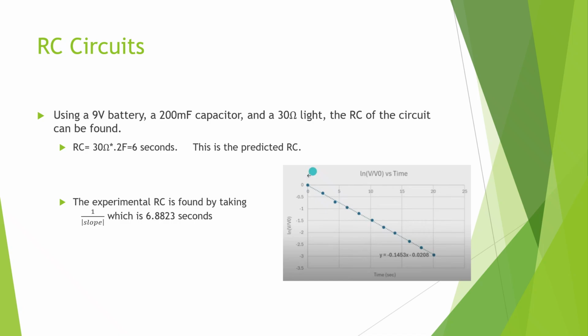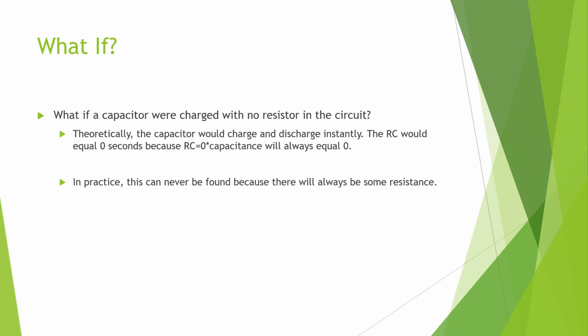RC circuits. Using a 9-volt battery, a 200 millifarad capacitor, and a 30 ohm light, the RC of the circuit can be found. And that RC equals the 30 ohms times the 0.2 farads to equal 6 seconds as a predicted RC. Now the experimental RC is found by taking 1 over the absolute value of the slope, and that's 6.8823 seconds. And this slope comes from observed data in the lab of the natural log versus time graph. And this 0.8 seconds difference is from the added resistance throughout the circuit that is not from the light.